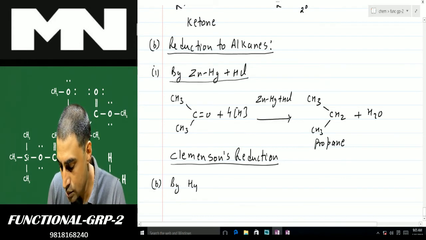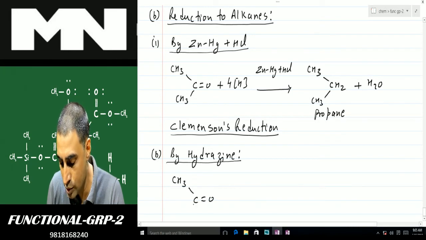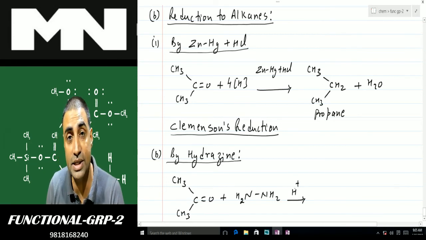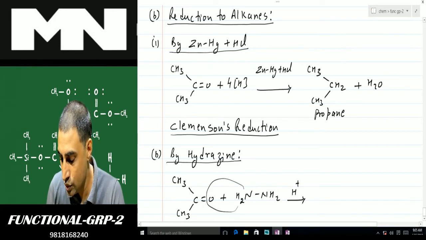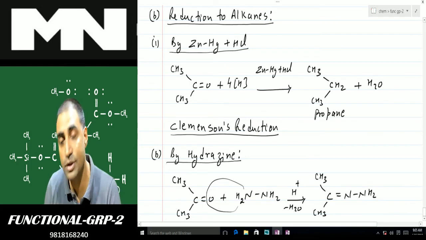The next reduction we'll see is by hydrazine. Hydrazine we have already seen in nucleophilic addition followed by elimination of water molecule. And there I told you that the compound is like this, NH2 single bond NH2. I told you one more thing, that these reactions proceed in acidic medium. So H2 and O will come out as H2O. You will get the compound CH3, CH3 double bond N, single bond NH2, that is hydrazone.